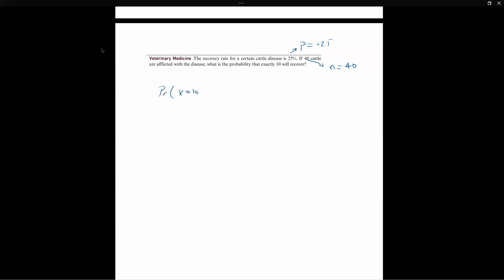If you set it up, I think by now it looks clear, right? 0.25 to the 10, 0.75 to the 30.